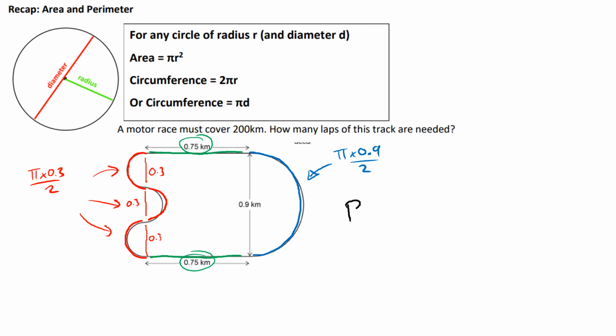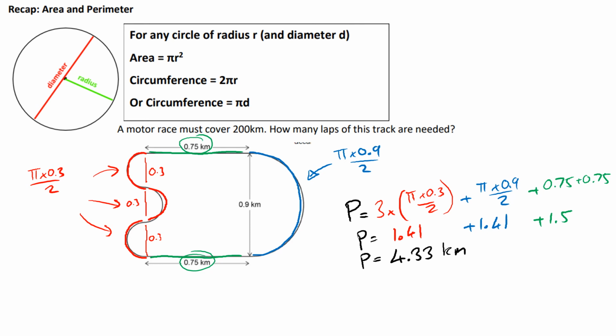So if we want to find our perimeter, we're going to need to add up 3 lots of this pi times 0.3 over 2, whatever that ends up being, plus this pi times 0.9 over 2 for the big semicircle on the side, plus the two 0.75s. Stick that all in and we'll end up with 4.33 kilometers for our perimeter.